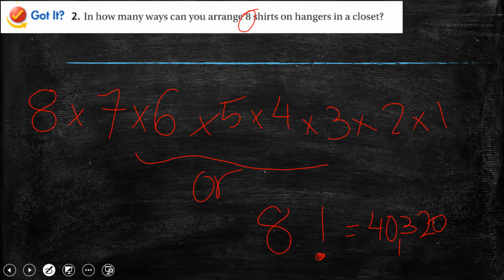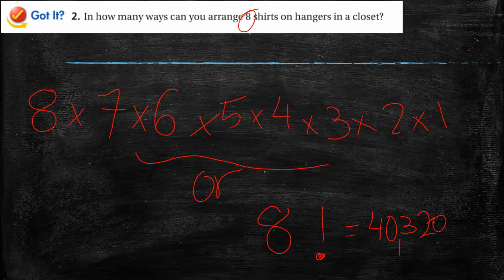But not every time. Let's come back to your closet. You cannot choose the same color again, you can choose other colors. You can start with yellow, then red, then green. That means here we have 40,320 ways to arrange your shirts. Yes, teacher. Thank you.